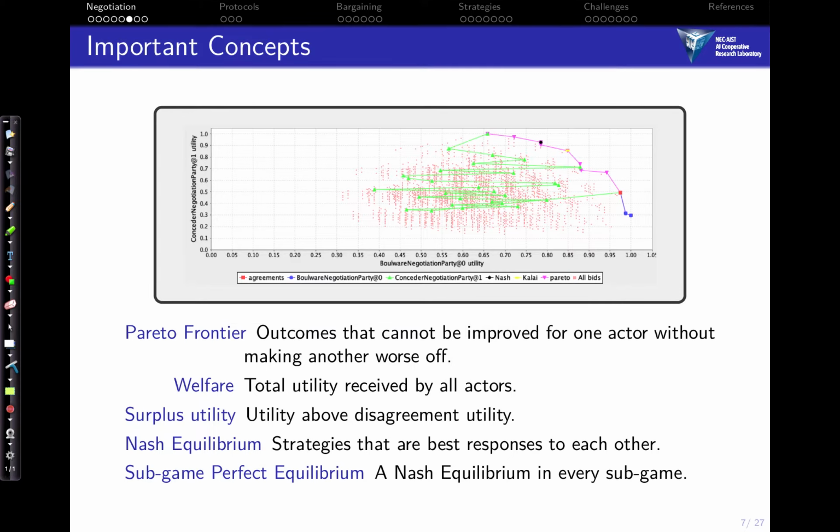Another very important concept is the subgame perfect equilibrium. And this concept is a Nash equilibrium in every subgame. We will use that when we speak about the game theoretic representation of negotiation, but it's not necessary to understand to start developing negotiation strategies, to start working in this.